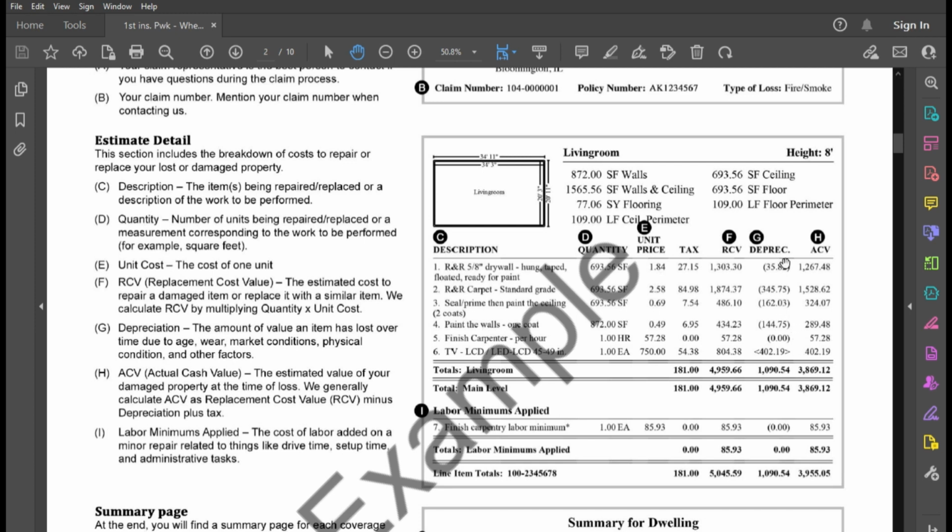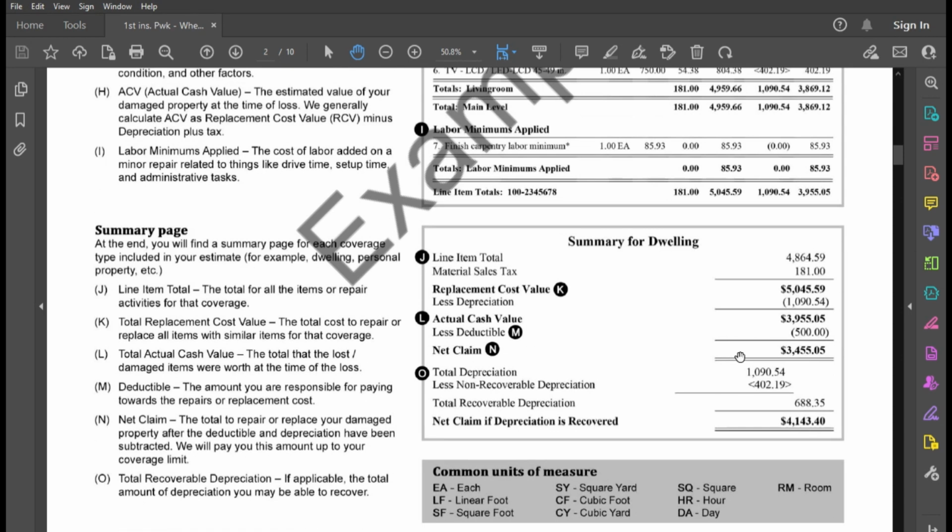You might have noticed that all of these have parentheses. This has alligator mouths on both sides. We're going to talk about that. So toward the end of your claim, you're going to find a page that says a summary for dwelling, or summary for external structures, or summary for something along those lines.